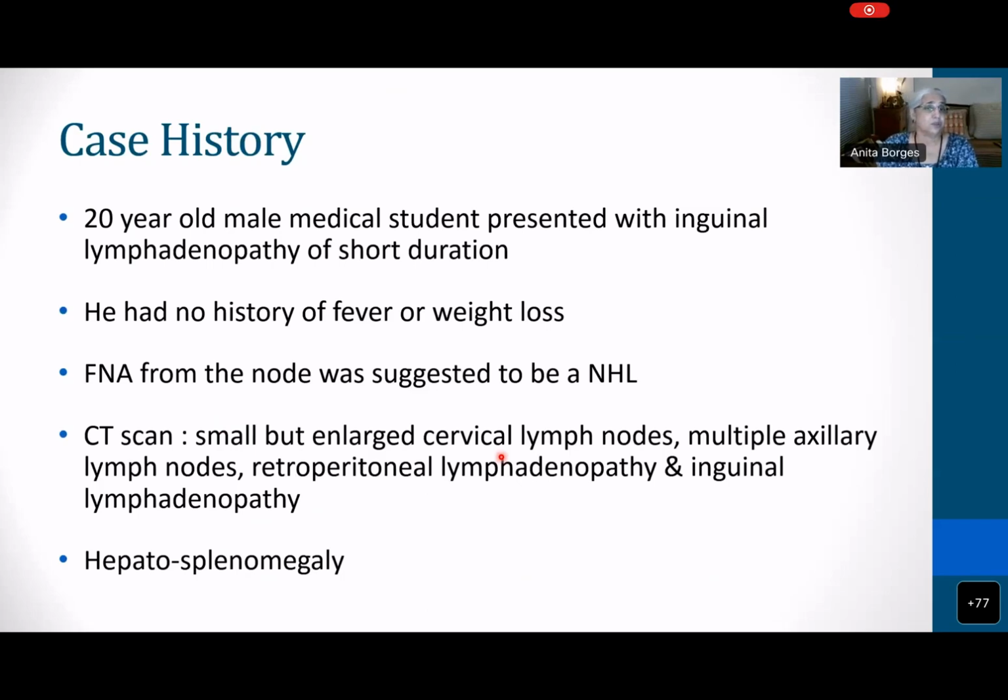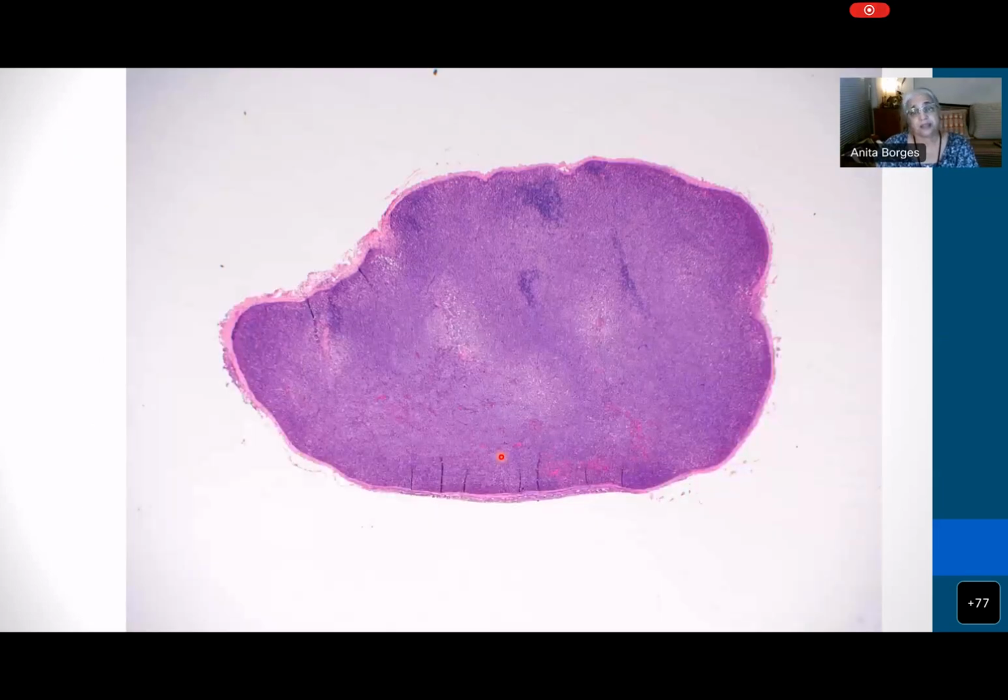This is a 20-year-old male medical student who had an inguinal lymphadenopathy. He had no history of fever or weight loss or anything, but an FNA had been done of his lymph node, and it was said to be a non-Hodgkin's lymphoma. But when he had a CT scan, he had multiple lymph nodes, though they were not very large. It was not just inguinal lymphadenopathy. He also had hepatosplenomegaly, and this is a whole mount picture of his lymph node.